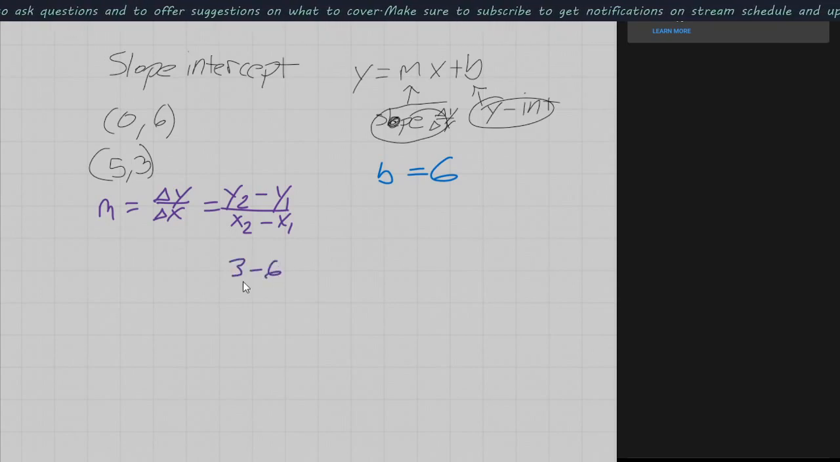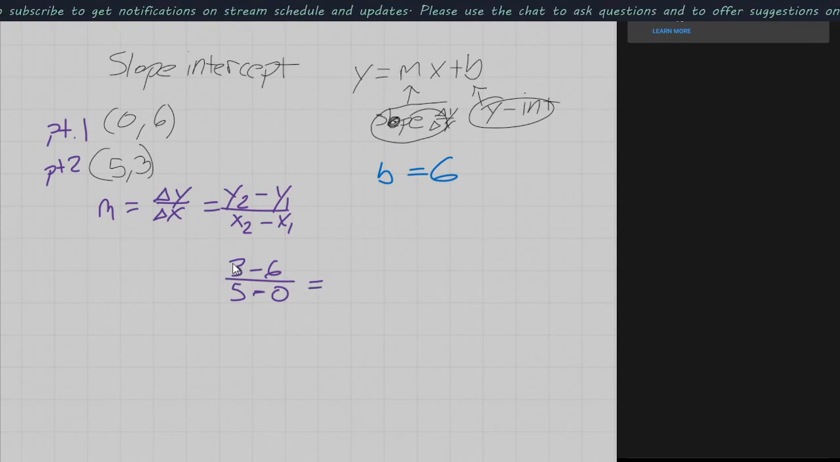3 minus 6 over, so our x coordinate for our second point, and let's do PT, which stands for point. So our x coordinate for our second point was 5, and we're going to subtract 0. So 3 minus 6.